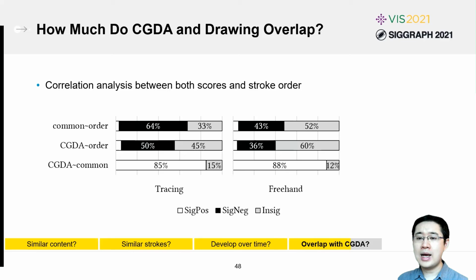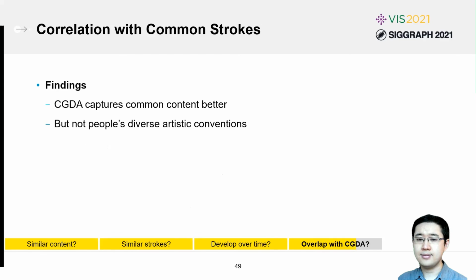We ran a correlation analysis between both scores and stroke order and between the two scores for all strokes in each drawing. In both tracing and freehand drawing, common and CGDA scores tend to decrease over time, and there is a strong positive correlation between the two scores. To sum up, CGDA methods can capture content that people commonly draw, but not people's diverse artistic conventions.